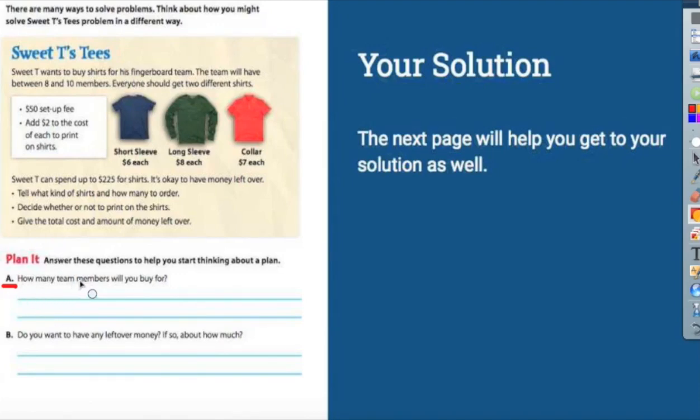So A, how many team members will you buy for? B, do you want to have any money left over? If so, about how much? So remember, Sweet Tea's first part that he did, he only had like $4 that he was going to have left. And he didn't want to do that. He wanted more left over. So how much do you want left over, if any?